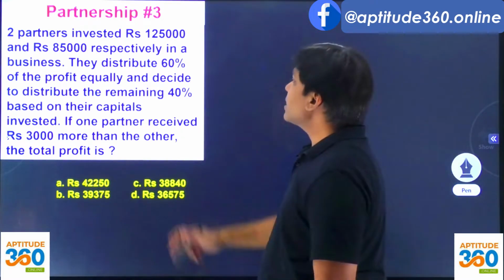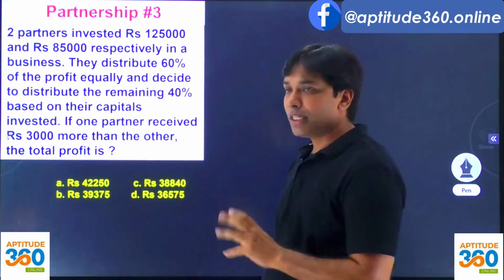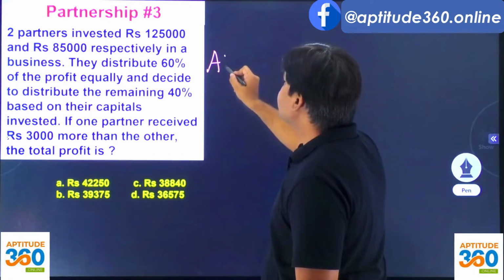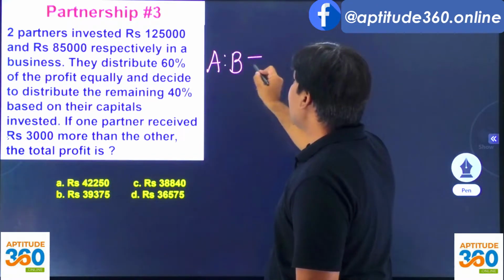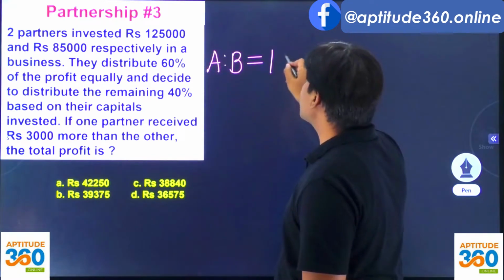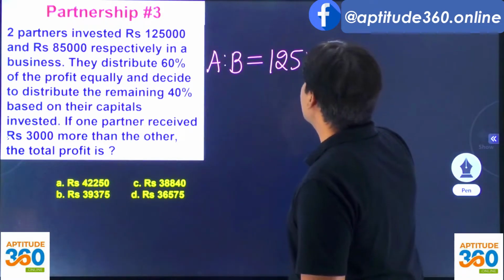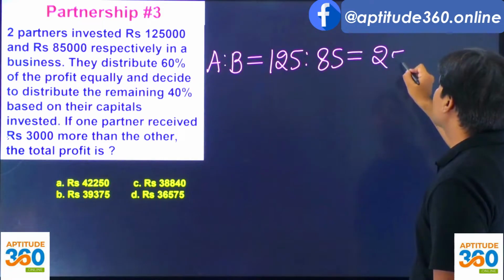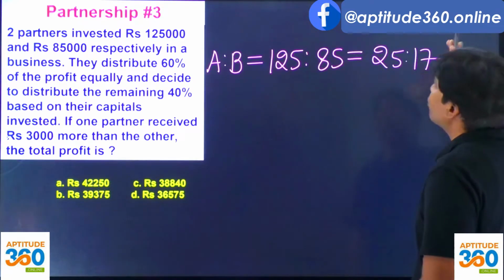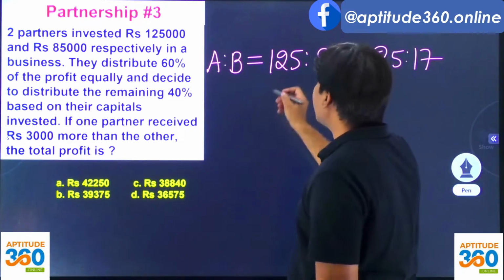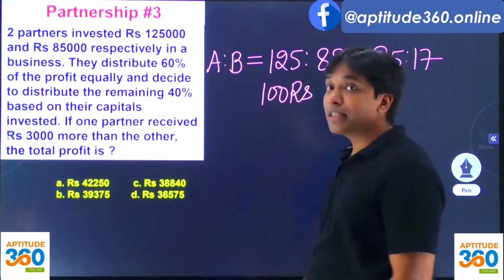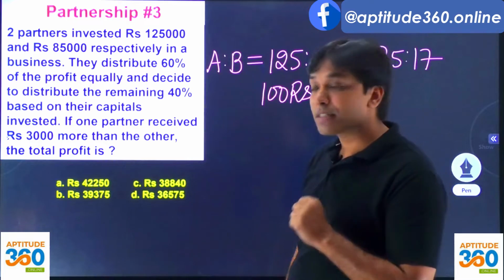Respectively in the business, they distribute 60% of the profit equally. Say A and B, they have invested the money in the ratio of 1,25,000 rupees and 85,000 rupees. So I can say that this is 25 is to 17. पहले तो ये understanding clear होनी चाहिए. And what if I say that चलो जी ये समझना आप बड़े ध्यान से. What if the profit is 100 rupees?